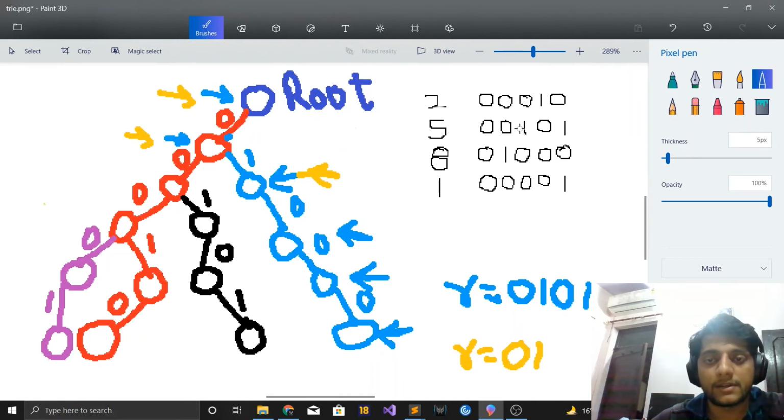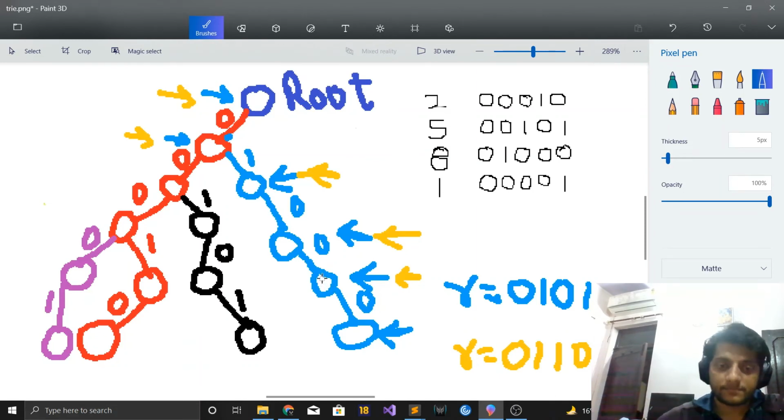Now the third bit in 5 is 1, so again we'll see if this node has a child with bit 0. It has it, this one, so we'll come here, and the third bit in our result would be 1. Now the fourth bit is 0, so we'll see if this node has a child with bit 1. It does not have it, so we have to come here only, and the fourth bit would be 0 in the result. And the fifth bit in 5 is 1, so we'll see if this node has a child with bit 0.